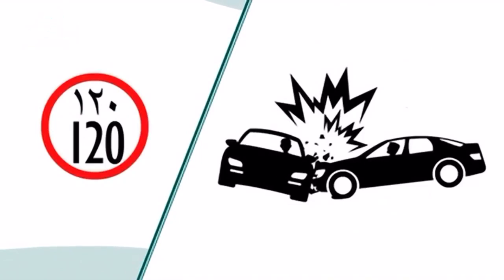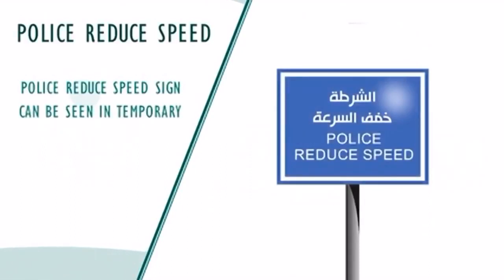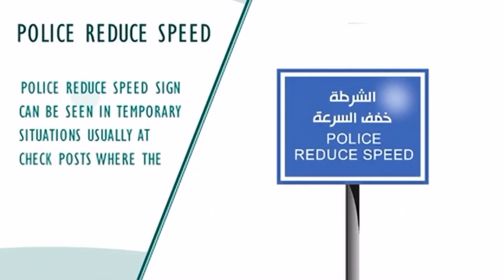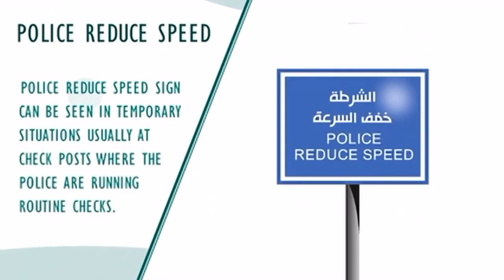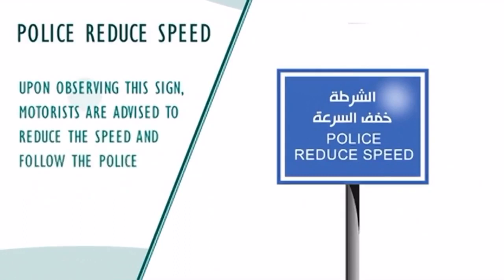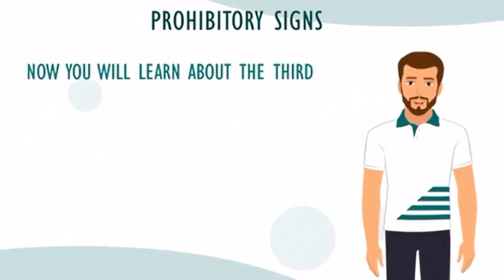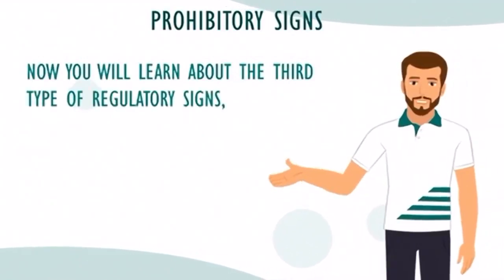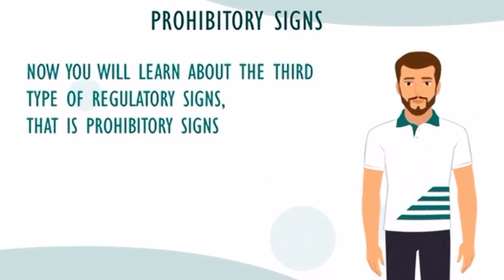Police reduce speed sign can be seen in temporary situations, usually at checkposts, where the police are running routine checks. Upon observing this sign, motorists are advised to reduce the speed and follow the police instructions. Now you will learn about the third type of regulatory signs, that is, prohibitory signs.